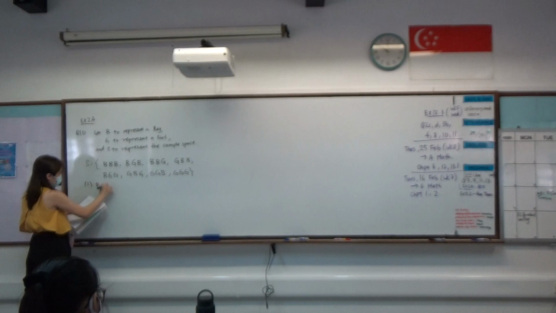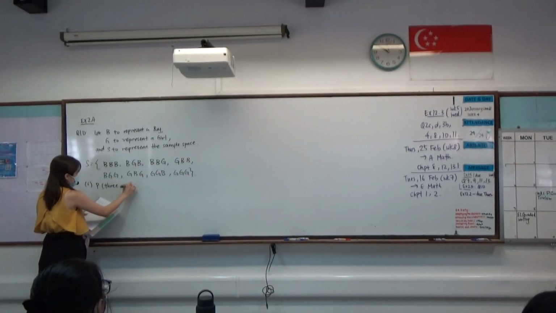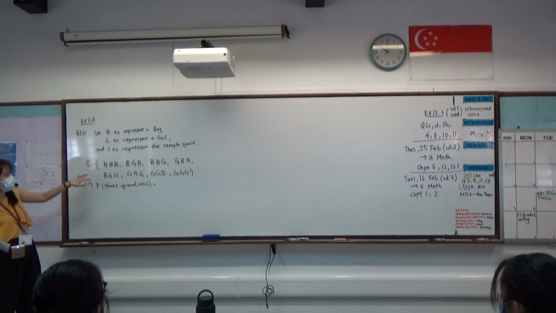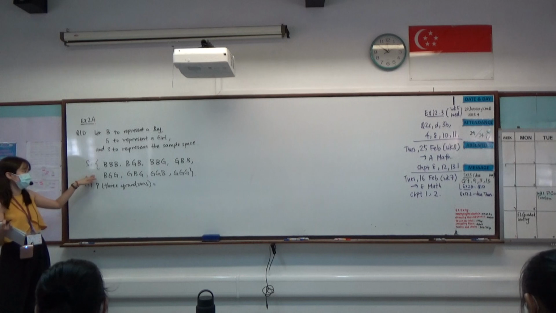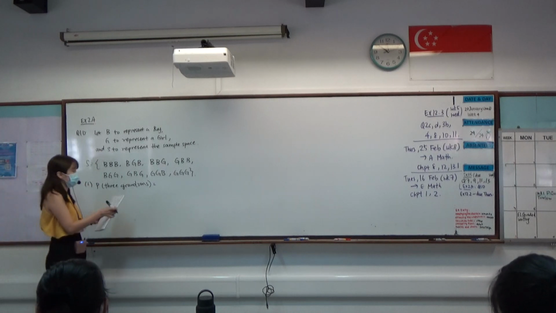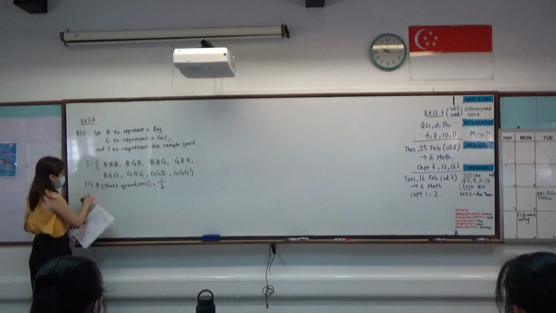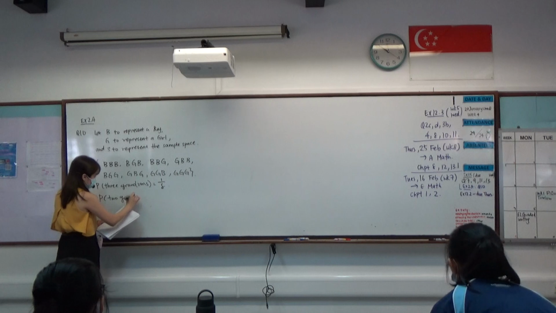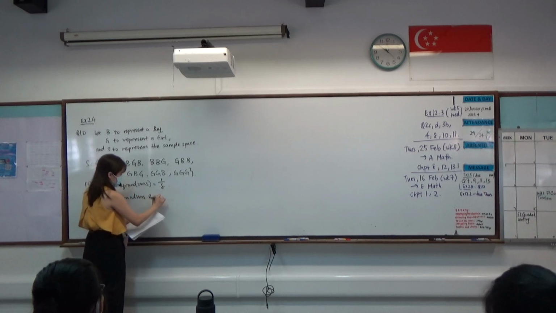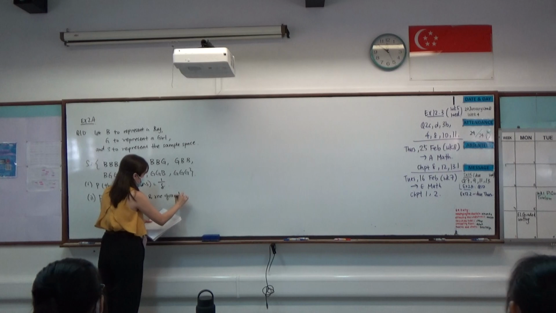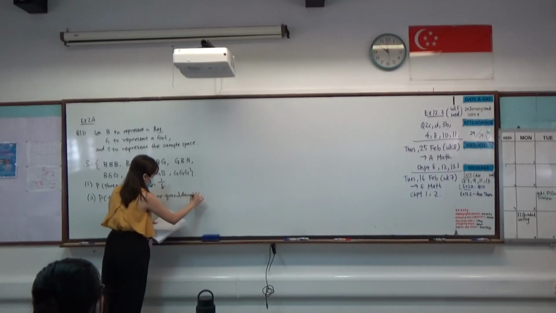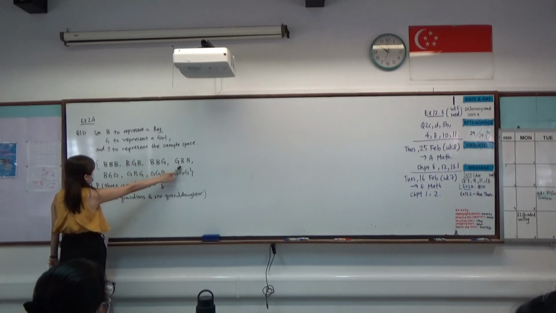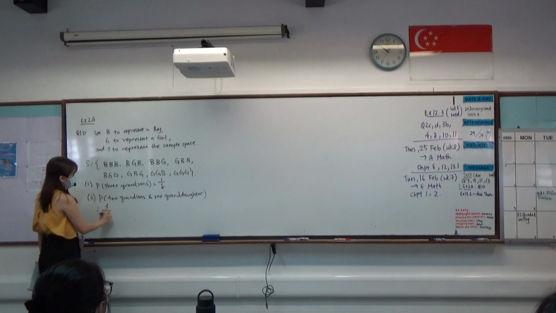Then in part 1, to find the probability of having 3 grandsons. Because there is a total of 8 different possibilities here, but to have 3 grandsons is only 1 out of 8. So therefore the answer is 1 out of 8. Then to have 2 grandsons and 1 granddaughter, that would be this, and this one. So that is 3 out of 8.